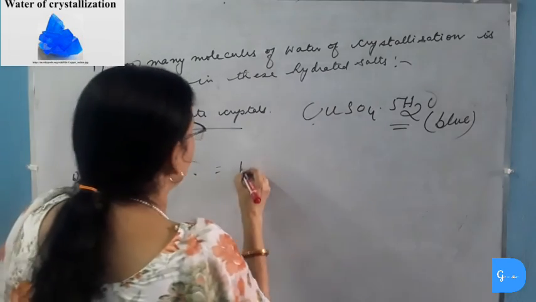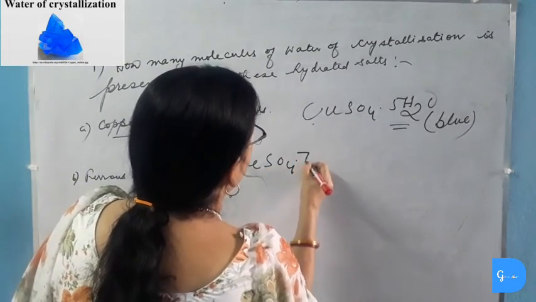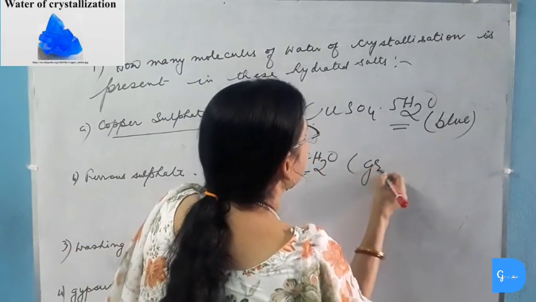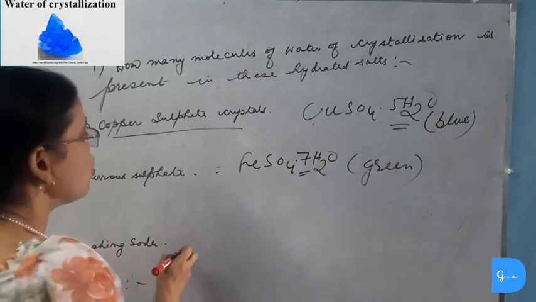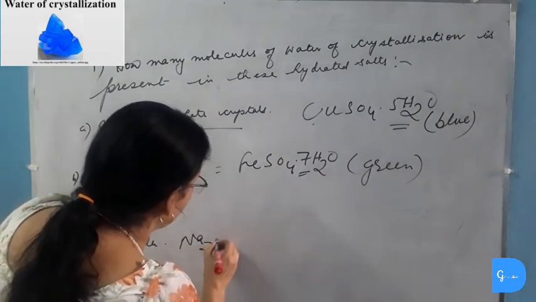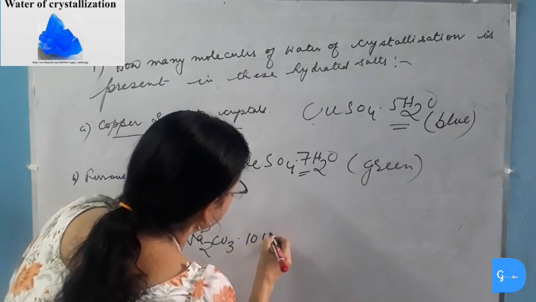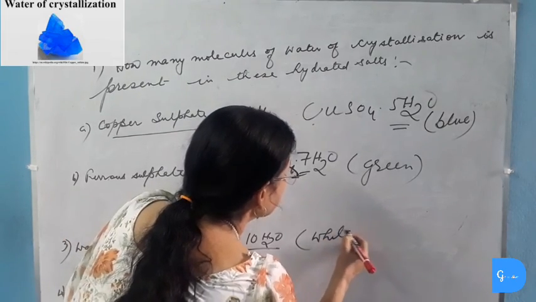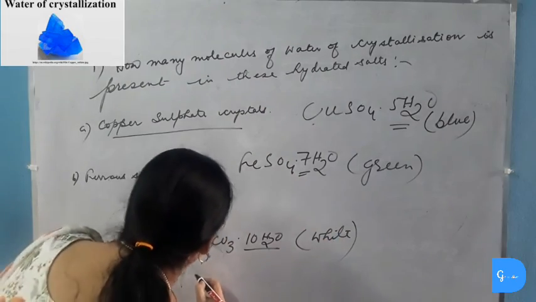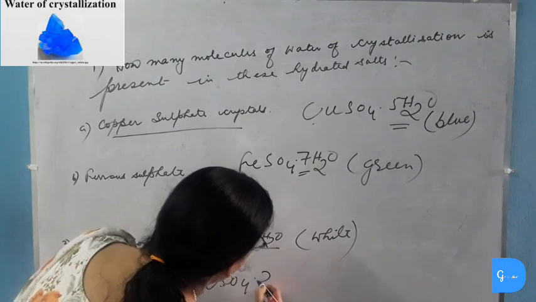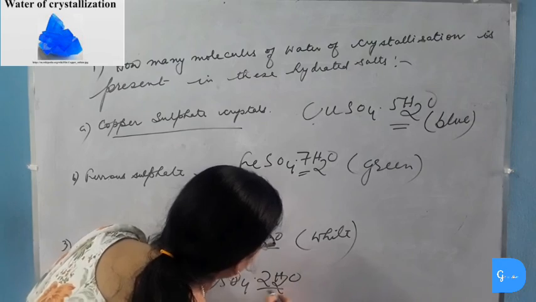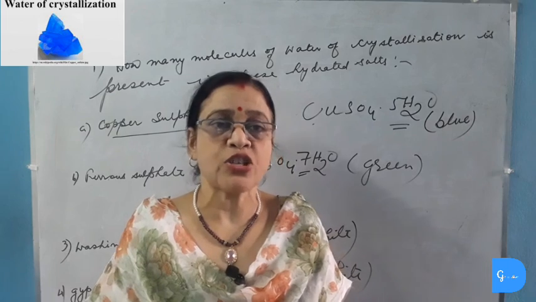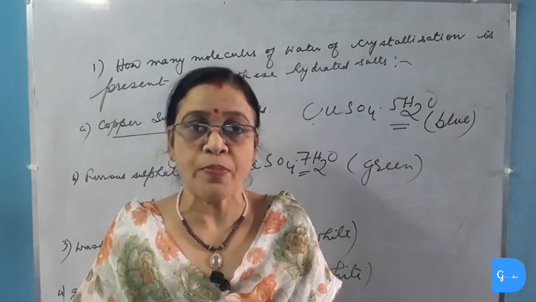Ferrous sulfate is also known as ferrous sulfate heptahydrate. It contains 7 molecules of water of crystallization and it is green in color. Washing soda is also known as sodium carbonate decahydrate and it contains 10 molecules of water of crystallization and it is white in color. Gypsum is also known as calcium sulfate dihydrate and it contains 2 molecules of water of crystallization and it is also white in color. In our next class of chemistry, we will study about metals and non-metals.